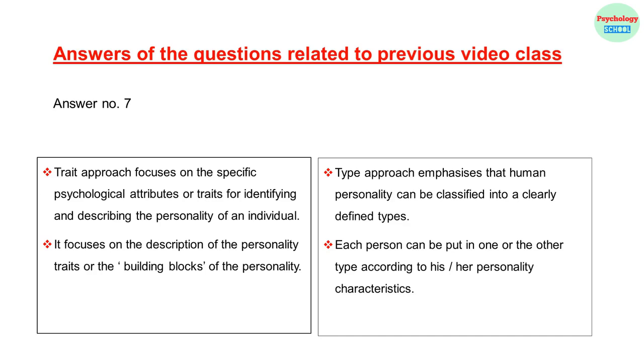Next is answer number 7, the difference between the trait and the type approaches. The trait approach focuses on the specific psychological attributes or traits for identifying and describing the personality of an individual, and it also focuses on the description of the building blocks of personality, whereas the type approach emphasizes that human personality can be classified into a clearly defined type and each person can be put in one or the other type according to his or her personality characteristics.